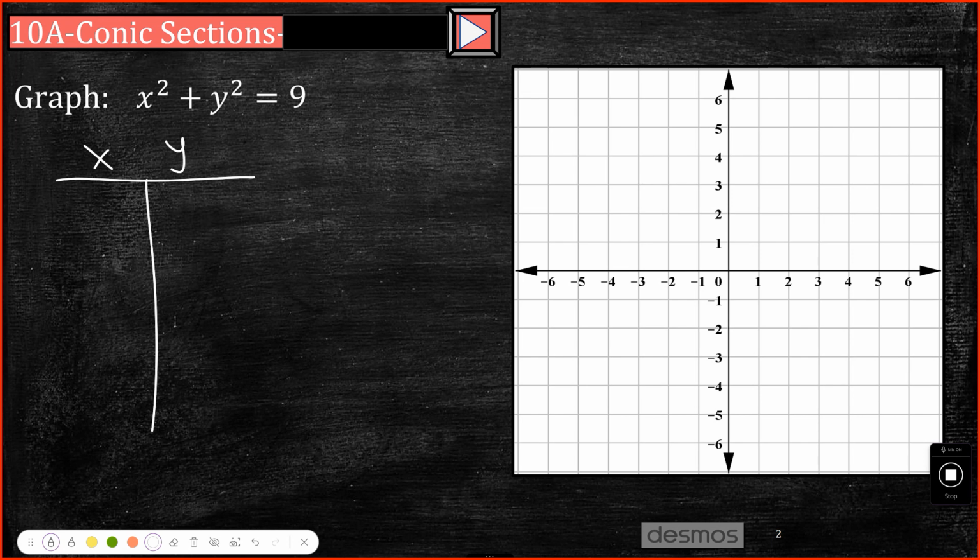Because I already know what good points we could get. If I told you x is 3, what is y so it satisfies the equation? Anybody? 0. If I plug in x is 3, 3 squared is 9, 9 plus 0 is 9. So y better be 0. And we can go ahead and graph that point that satisfies this equation.